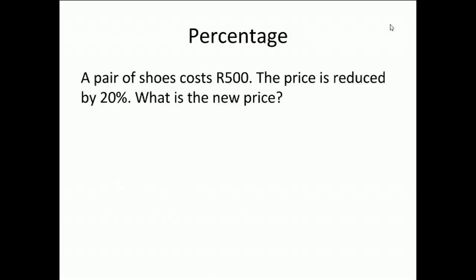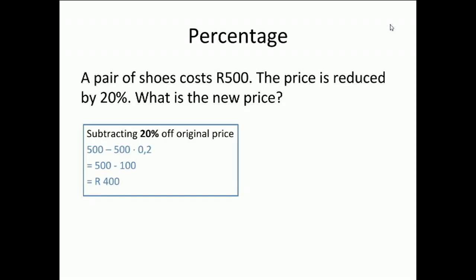So I've chosen a simple example about a pair of shoes that cost 500 Rand. The price is reduced by 20%. What's the new price? Okay. So straightforward, probably grade 8, maybe grade 9 kind of problem. Yes. I think it's particularly difficult.